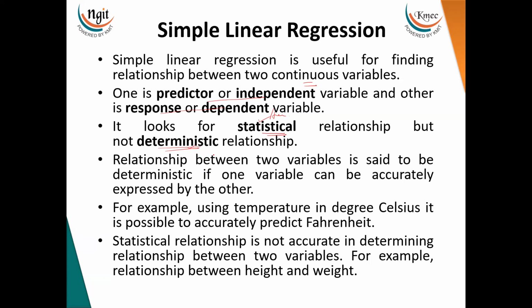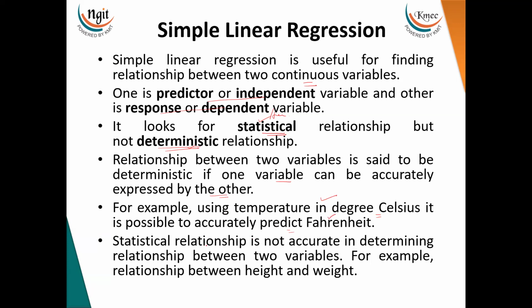Let us discuss that. The relationship between two variables is said to be deterministic if one variable can be accurately expressed by the other. So what does it mean? The best example: when we have the temperature in degrees Celsius, it is possible to accurately predict the Fahrenheit. Whatever the temperature in Celsius, in the same way we can accurately predict the Fahrenheit.